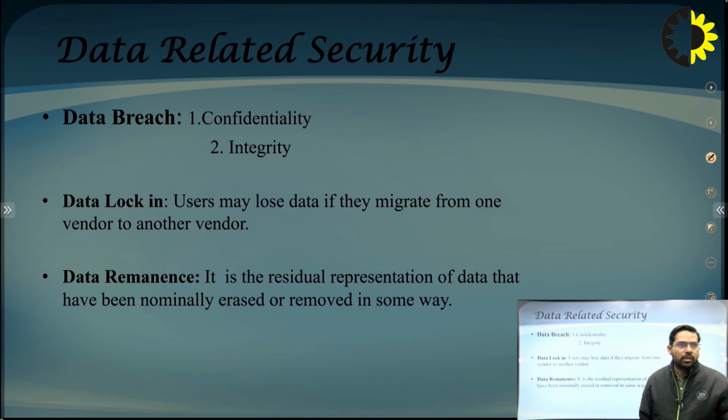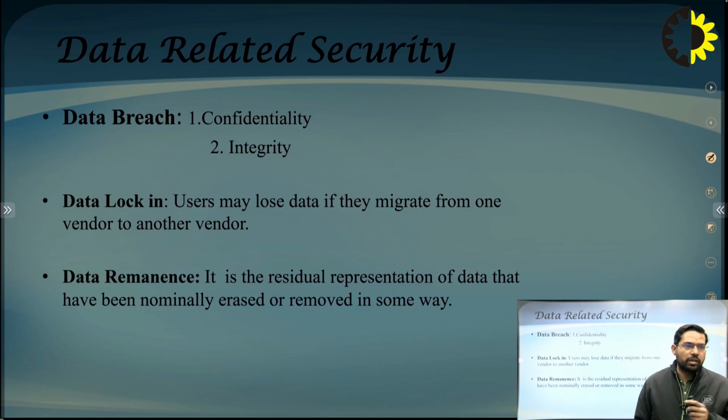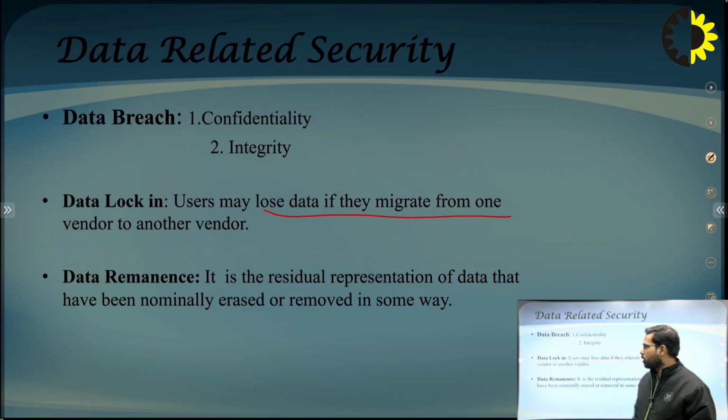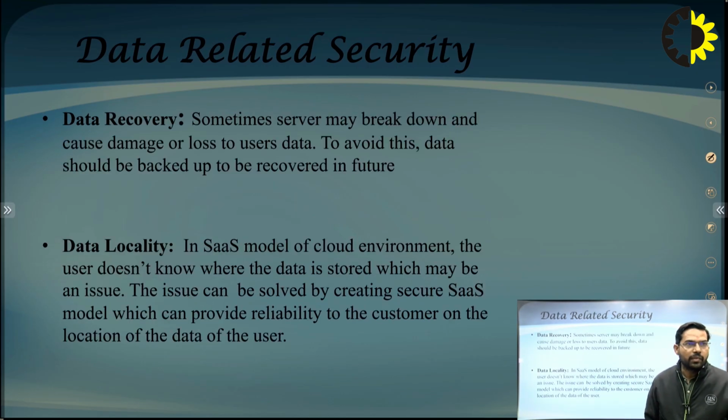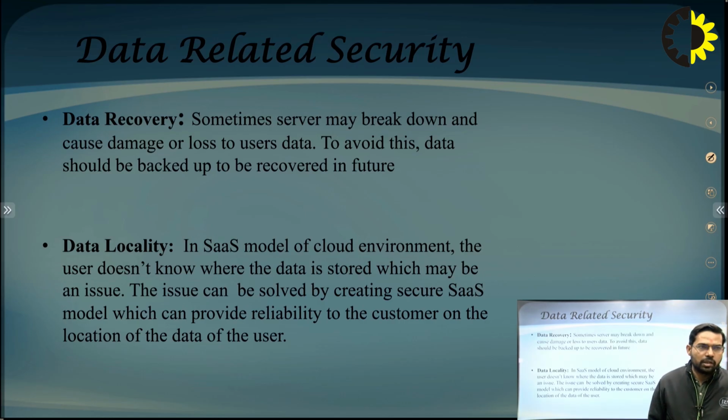Data breach, data-related security: basically data breach, first is confidentiality, your data is confidential, and data integrity, meaning your data is intact, as it is. Data lock-in, users may lose data if they migrate from one vendor to another. Data remanence is the residual representation of data that has been nominally erased or removed in some way. Data recovery, sometimes a server may break down and cause damage or loss to user data. To avoid this, data should be backed up so it can be recovered in the future.